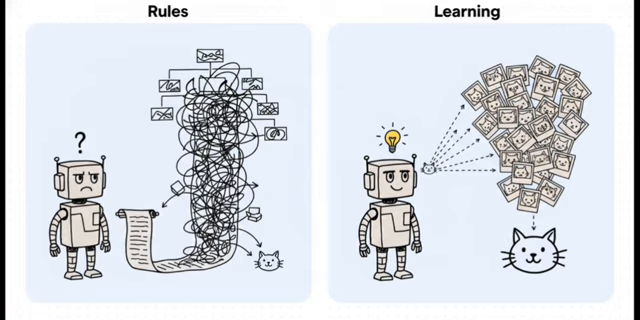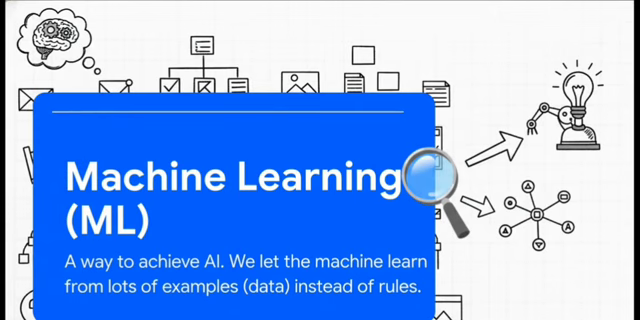Then came machine learning, and it just completely flipped the script. We stopped giving the machine rules and started giving it data, tons and tons of data. We showed it a million pictures of cats and basically said, you figure it out. And that is the absolute core of it. Machine learning isn't some totally separate thing from AI. It's a way of doing AI. It's how we achieve that big dream. It's all about letting the machine learn from examples instead of just following a long list of instructions.